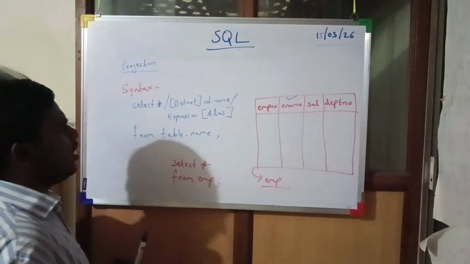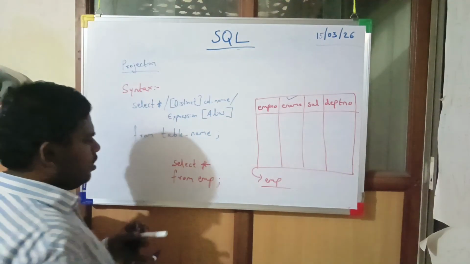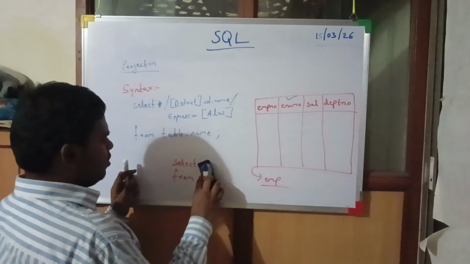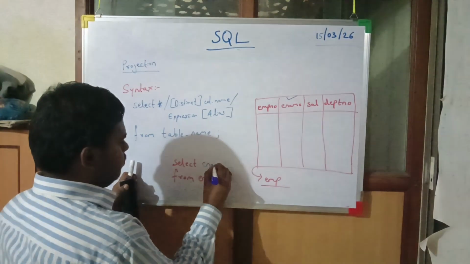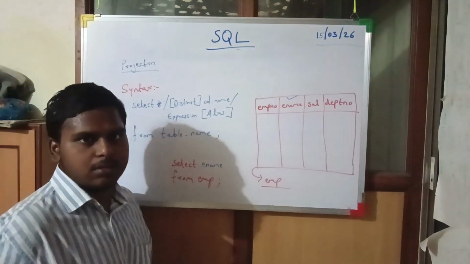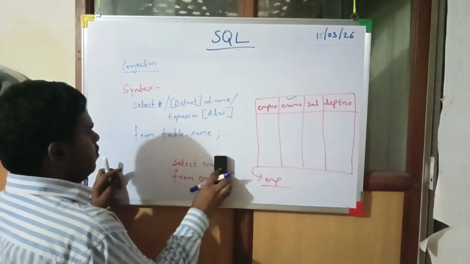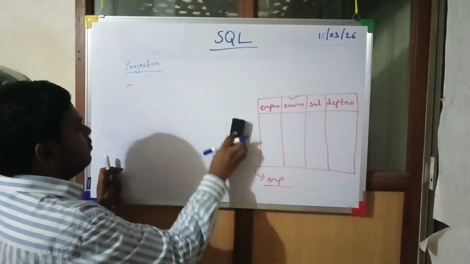So you got an idea on asterisk. But suppose I want to display only the ename. Instead of asterisk, I will write ename. This is how we will write. I hope you have noted down the syntax. Now let's see how it works.